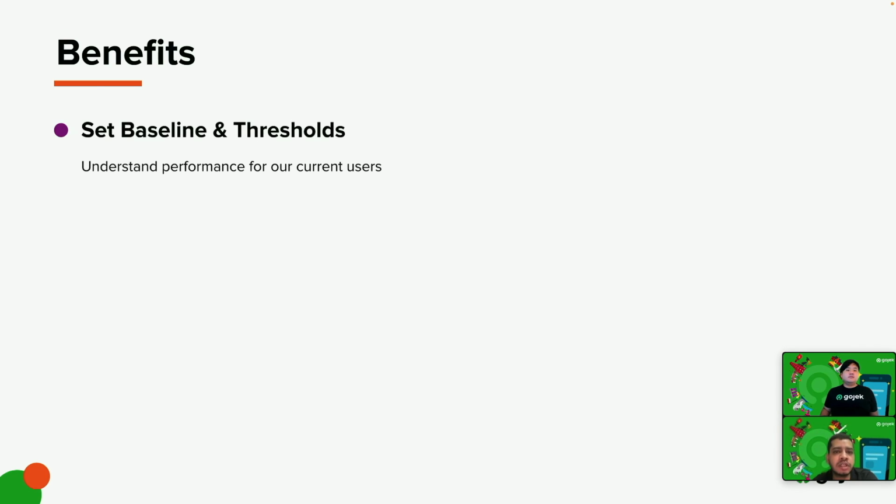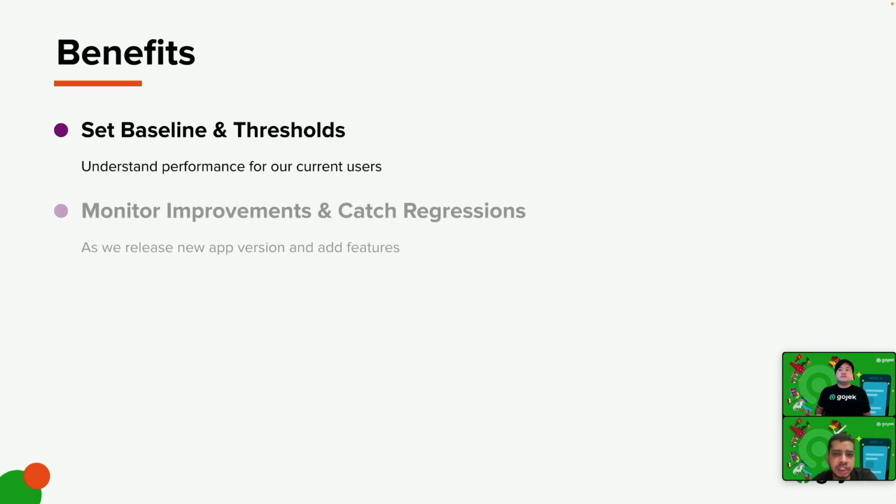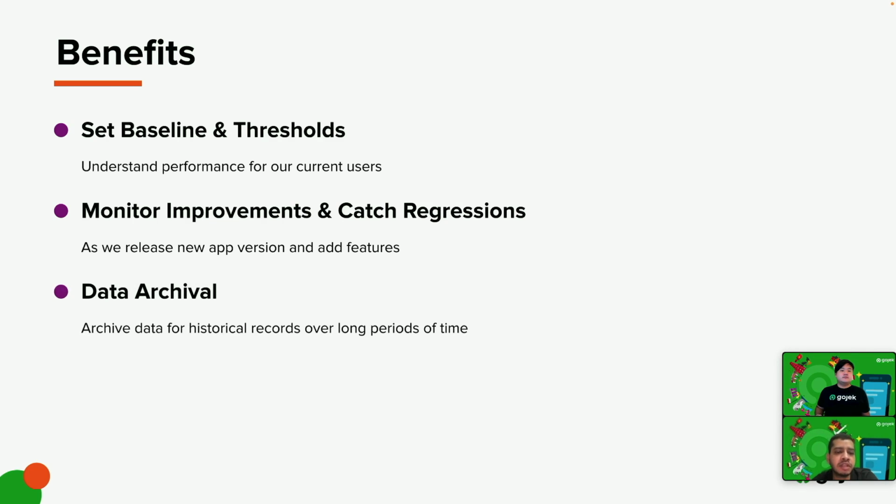Next, let's talk about the benefits we have gained so far by performing this exercise. With the measurements, we have been able to understand the performance data for our current users. It helps us to set the baseline and thresholds going forward as we add improvements. As we add features to our app or release a new app version, we are able to catch any performance regressions as soon as a new app version is released. Also, we are able to monitor improvements made in new app releases. With the data available in our BigQuery tables, we are also able to archive the data for long periods of time.